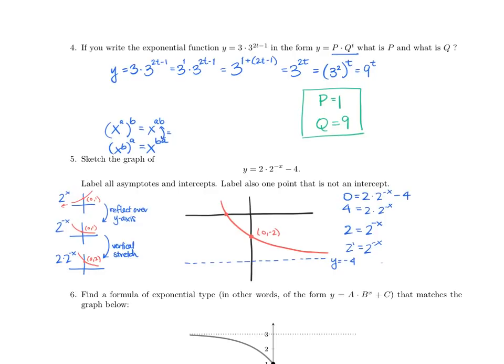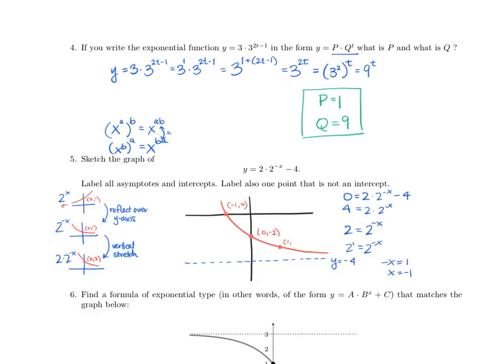And so that means that negative x has to be equal to 1, which means that x is equal to -1, and that makes sense on our graph. So this is going to be -1, 0. It also says label one point that is not an intercept. You can pick whatever you like, but I guess I'm going to pick +1 because that seems like the easiest place to start for me.